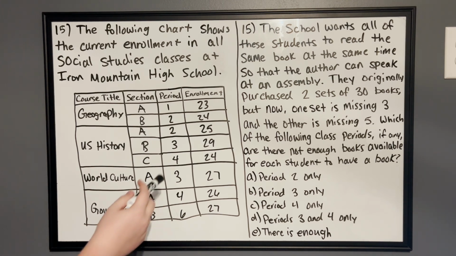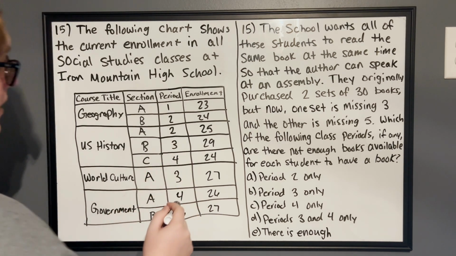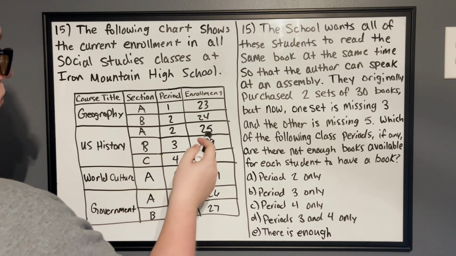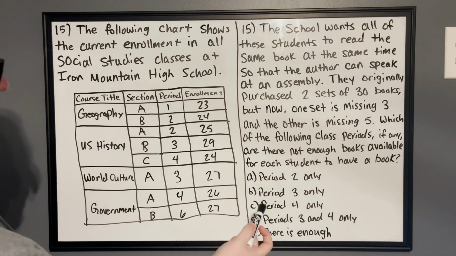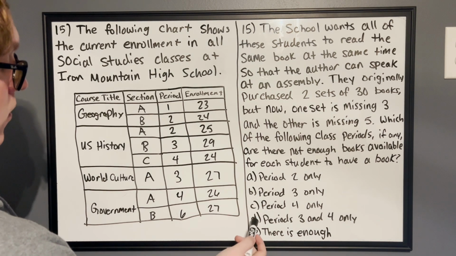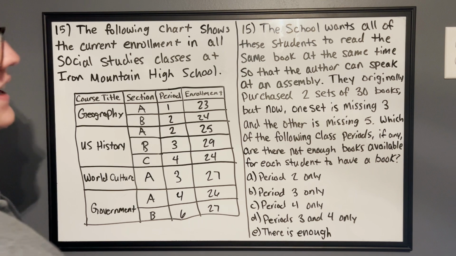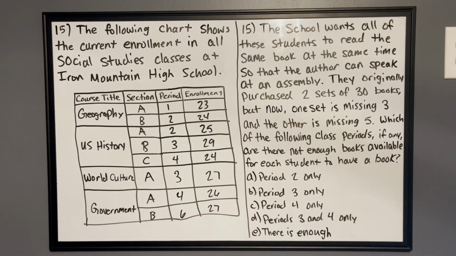Now let's look at period 3. Well, now we see a problem. Period 3, we have 1 with 29. So we know that we can't possibly give every student a book if we only have 29 enrolled. And the other one is 27, so that narrows it down even more. So 3 is a problem. So we know that our answer now is either going to be B or D, because we know period 3 has to be a problem.